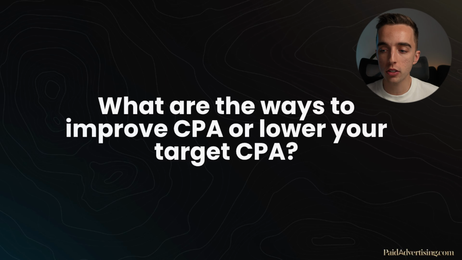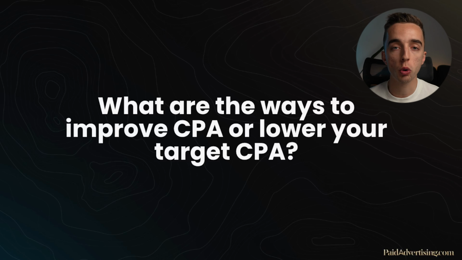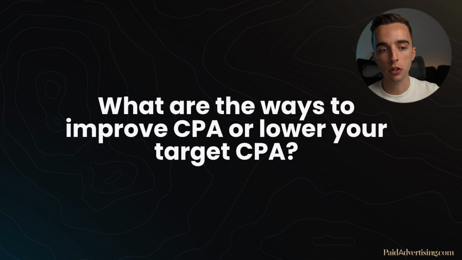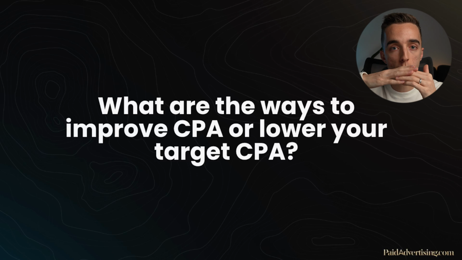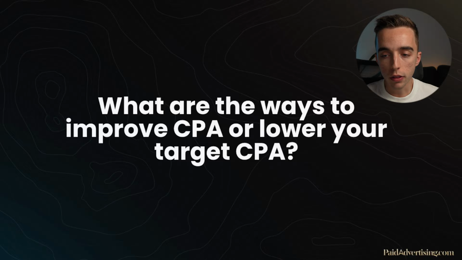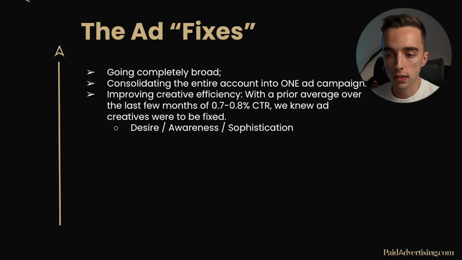So what are the ways to improve CPA or lower your target CPA? Because I always say there's 2 ways to help you get better results. 1, you either keep improving your results, or 2, you lower your target. And if you do both, you'll somewhere meet in the middle. So the fixes that we did initially with the ads were the following.